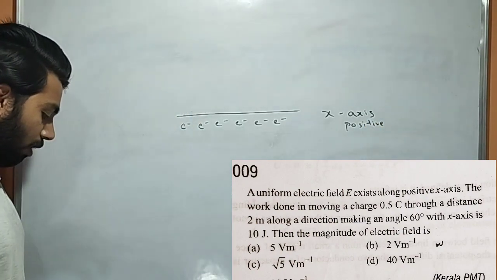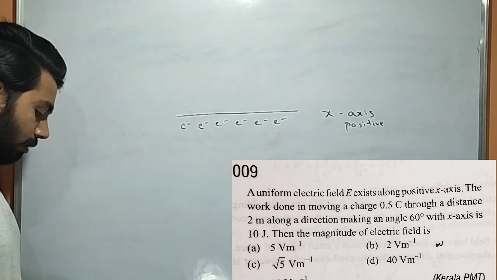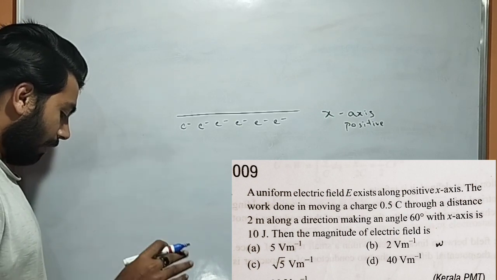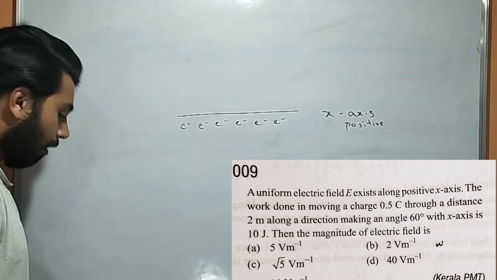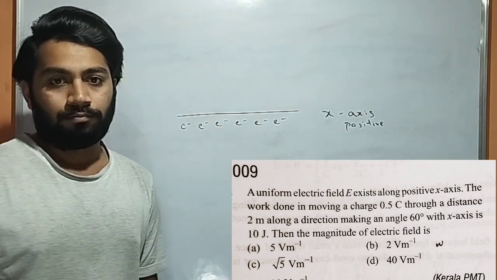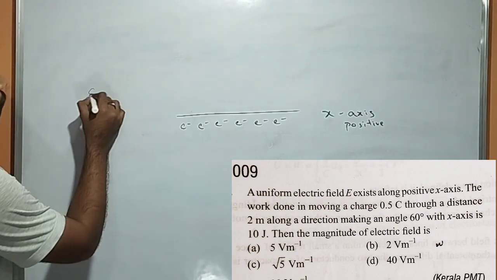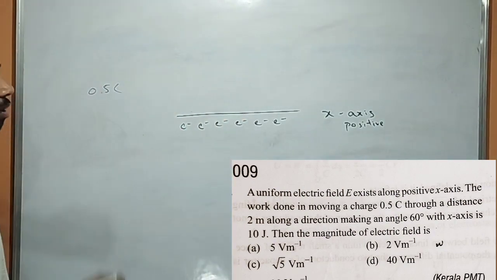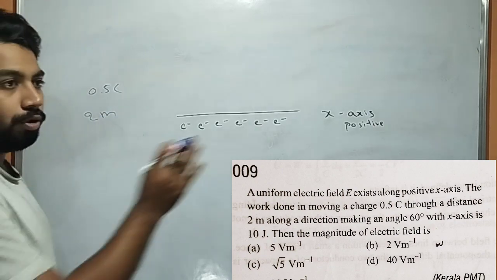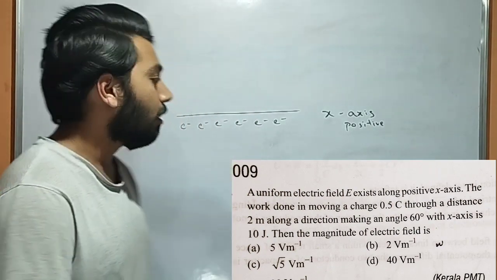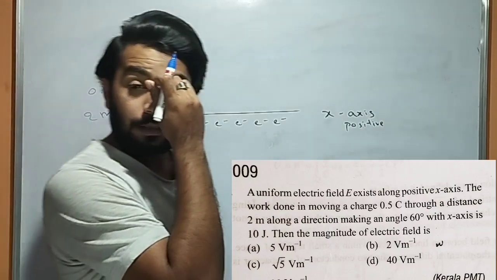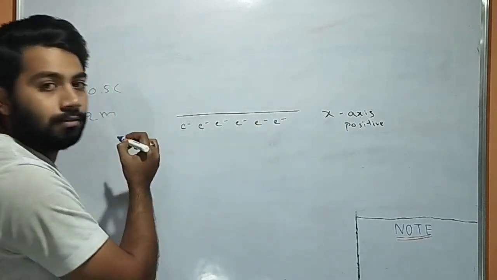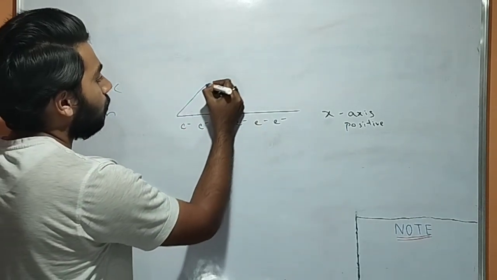And the work done in moving a charge 0.5 coulomb through a distance of 2 meters along the direction making a 60 degree angle. Now they have said take a charge of 0.5 coulomb and move that charge how much distance? 2 meters. In which direction? 60 degrees to this direction. Like this, 60 degrees.